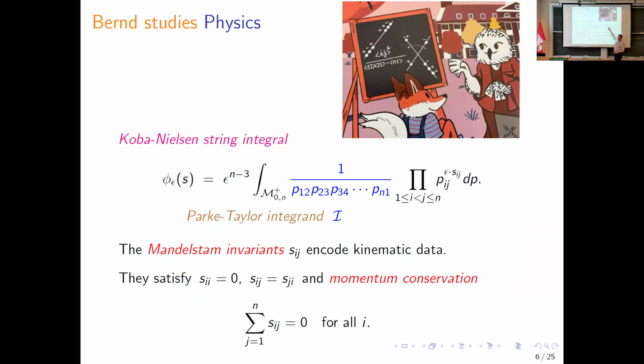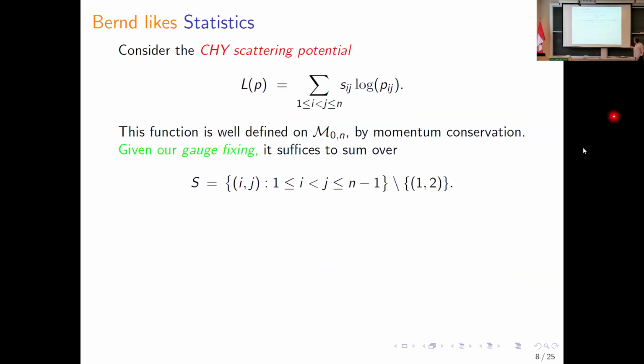For Piotr, it already looks like a Bayesian integral. So I take the logarithm of this thing without the epsilon. And then this is this logarithm. And CHY is the name of a theory. So the CHY scattering potential is this associated log likelihood function.